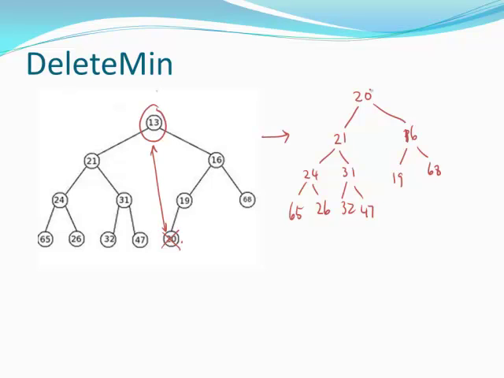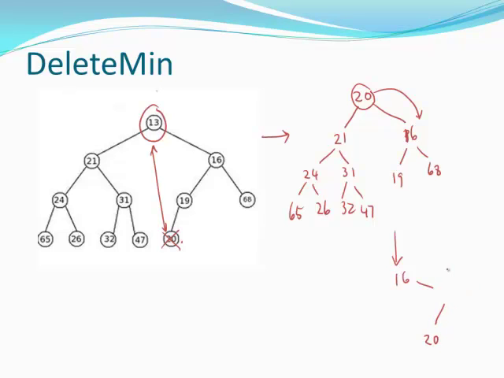But the only problem is that now we have to make sure that this is in the right place. Now it's not in the right place, so we will have to move it down. We'll have to exchange that with 16, and the 20 will go here, and then 20 will continue to go down to where the 19 is.